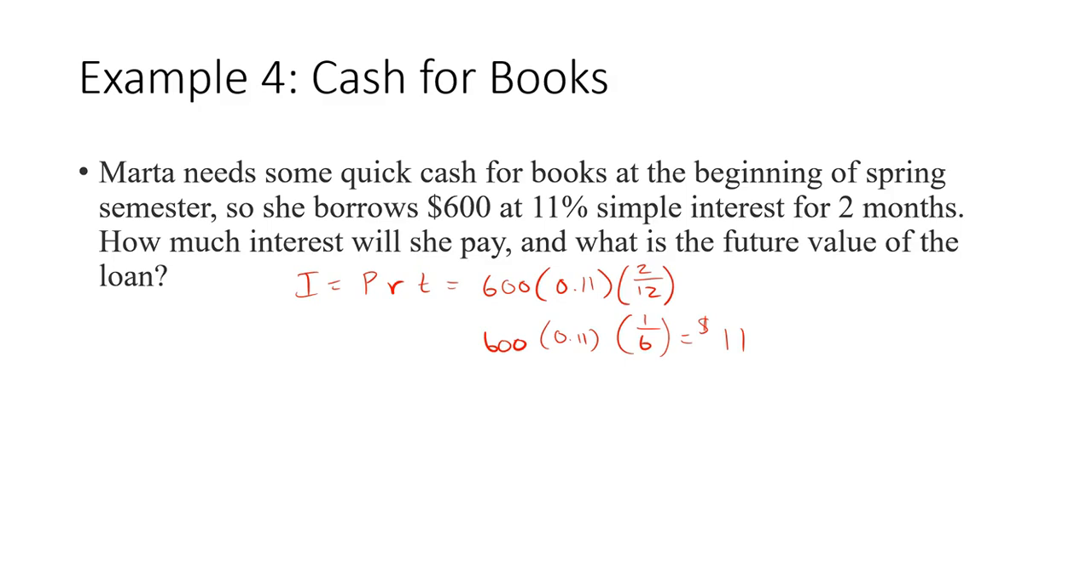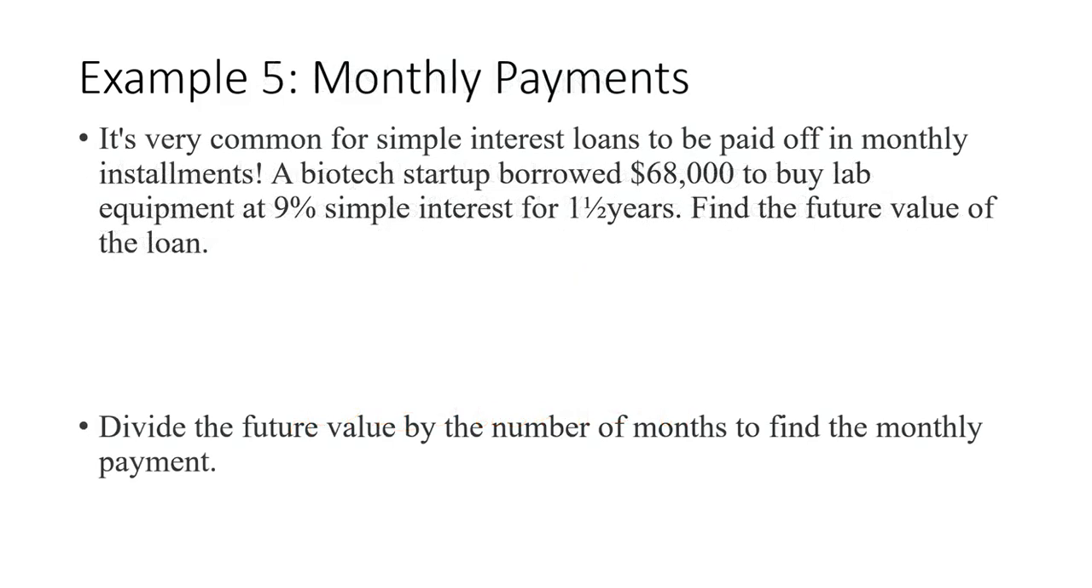In order to find the future value, we just add the principal to the interest, or $600 plus $11, or $611. It's very common for simple interest loans to be paid off in monthly payments or monthly installments. So say a biotech company borrows $68,000 to buy lab equipment at a 9% simple interest rate for 1.5 years. We want to find the future value of that loan.